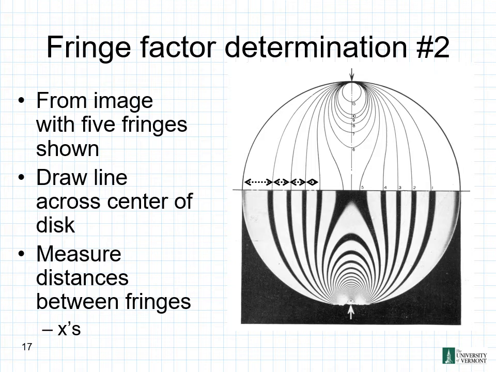So from this image, we can see here, we have 5 fringes shown. So you got fringe 1, 2, 3, 4, and 5 there. We can draw a line across the center of the disk right there and measure the distances between our x's. So you can see these distances are measured there, there, there, and there.